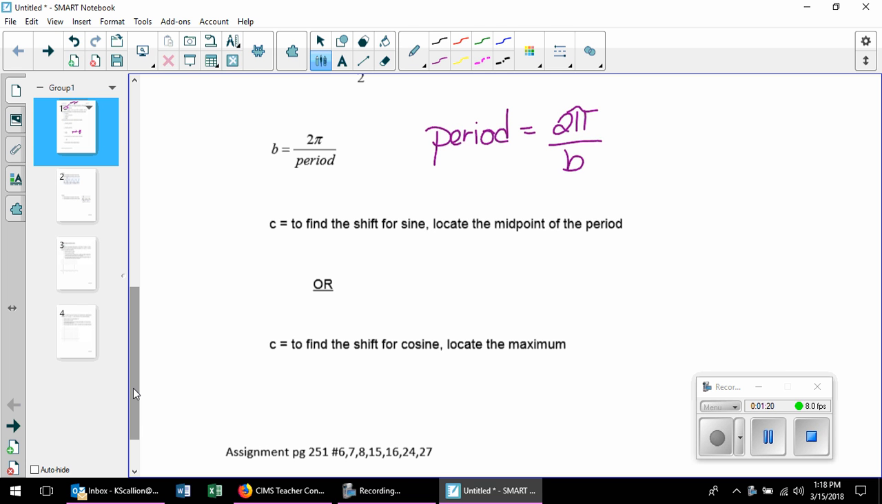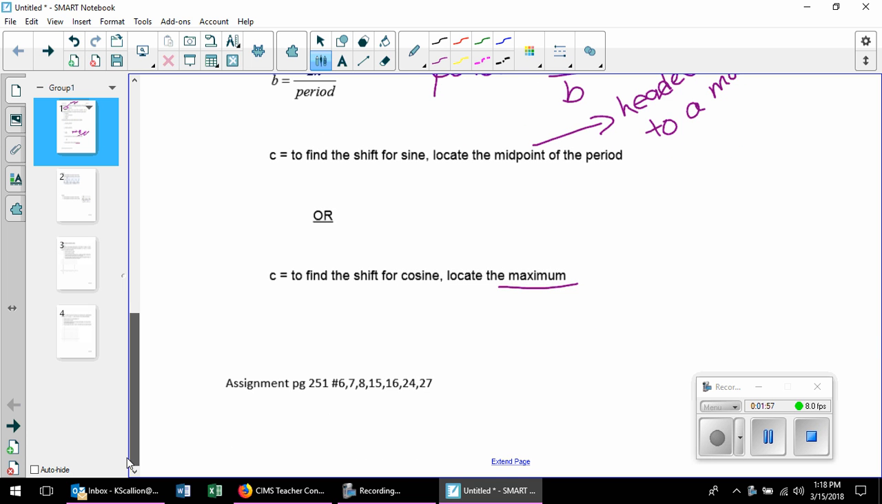C, define the shift per sine. Locate the median or the midpoint of the period. And the midpoint should be headed towards what? So on the regular sine graph, you start at the median and you head towards what? X. Now, if it was a reflection, you'd still start with the median, but you'd look for where it's heading to a minimum. And if it's a cosine graph, you're going to locate your maximum. Easy peasy. That's all from yesterday. So you guys know that.